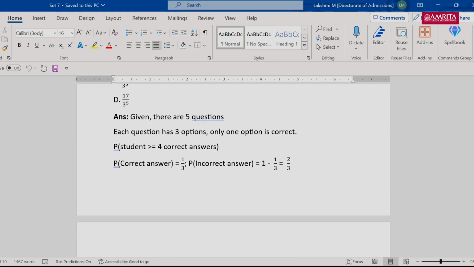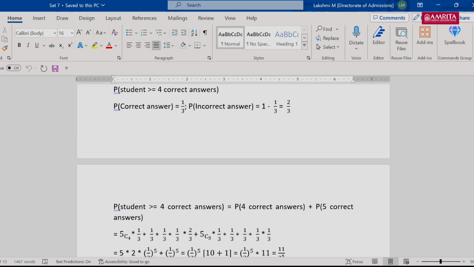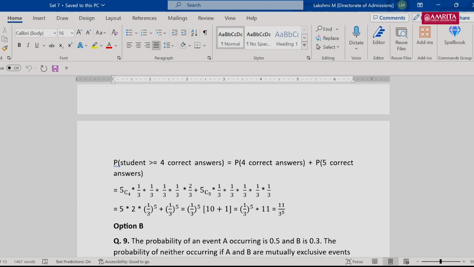There are 5 questions. It's like the question, there are 3 options and out of which one is correct. And they have asked us, it's like greater than or equal to 4 correct answers. So it will be 4 correct answers plus 5 correct answers. So 4 correct answers. If there are 3, the possibility is 1 by 3. And if it's negative, 1 minus 1 by 3, that's 2 by 3. Okay. So the first case is 5C4. Out of 5, 4 correct. Then 1 by 3, that's the probability. 1 is wrong, it's 2 by 3. Here it's 5C5, everything is correct. So 1 by 3 raised to 5. So once you solve this, you will get the answer as 11 by 3 raised to 5.